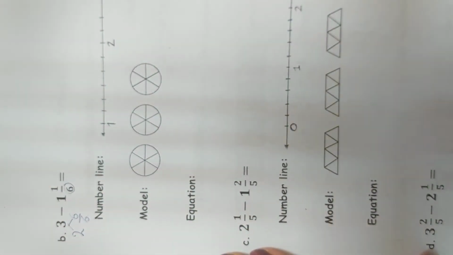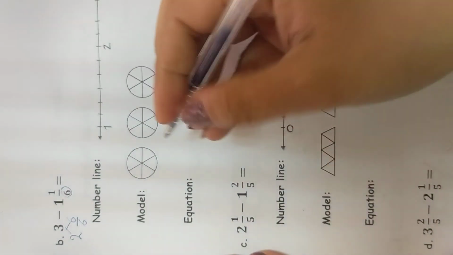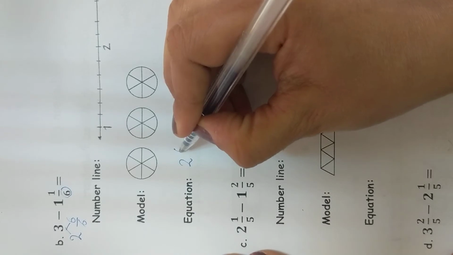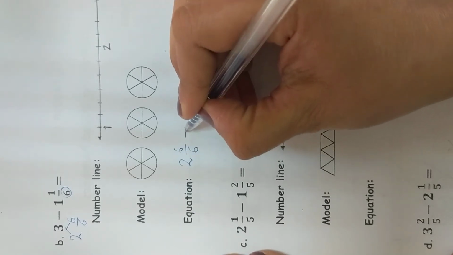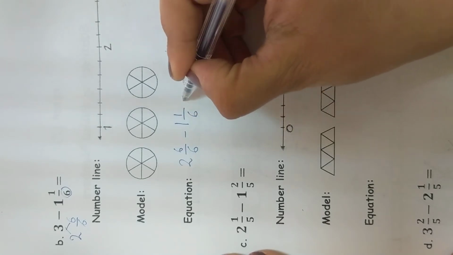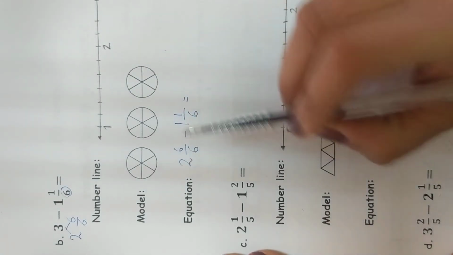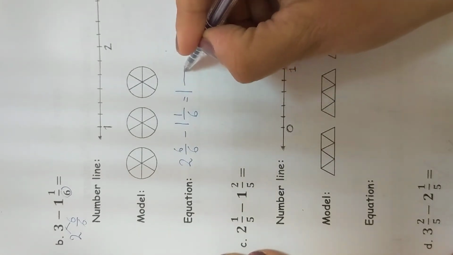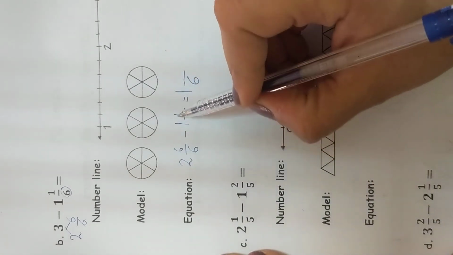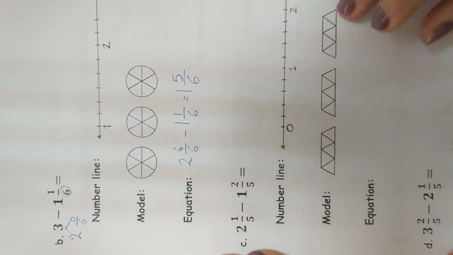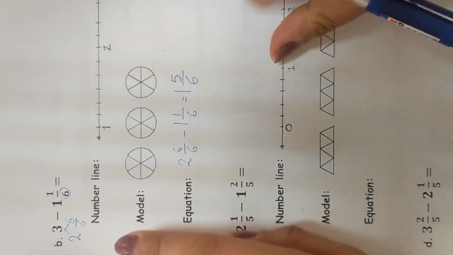Now I can do the equation. The number 3 becomes 2 and 6 over 6 minus 1 and 1 over 6. Let's do it. The whole numbers together, 2 minus 1 is equal to 1. And I put the denominator as it is. 6 minus 1 will be 5. This is my equation.